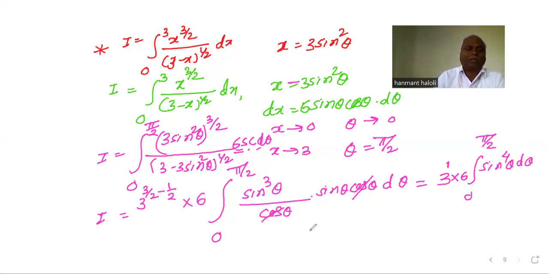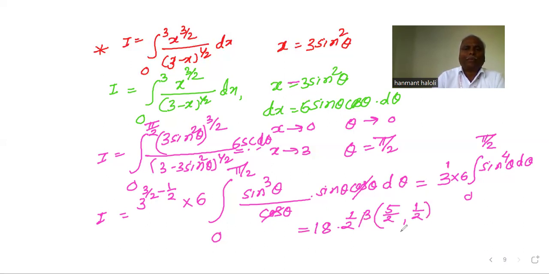You can use the reduction formula, but I'm not using a reduction formula, I'm using the beta function. 6 into 3 is 18, and this is the integral 0 to pi by 2 sin raised to 4 theta and cos raised to 0 theta d theta. That is, here you can write 1 by 2 beta of 4 plus 1 by 2, that is m plus 1 upon 2, which is 5 by 2, and here cos power is 0, so n is 0, 0 plus 1 upon 2 means 1 by 2.